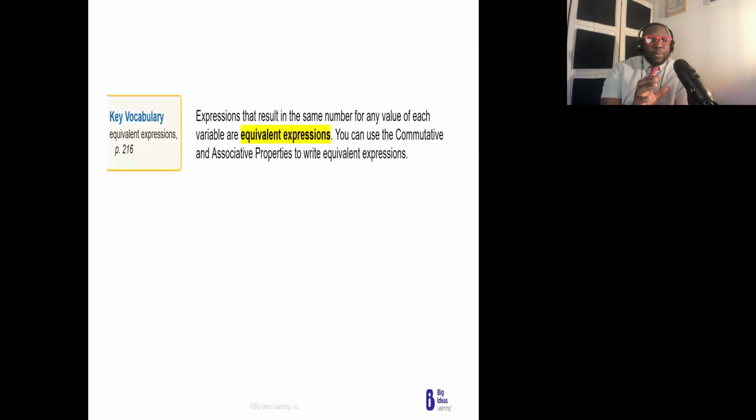When it comes to commutative property, think of a community where you can change the order: go up the street 1 2 3 4 5, or go down the street 5 4 3 2 1. The homes and who lives in those homes are still the same. So commutative property means that we can change the order, but the value of that expression is still going to be the same.